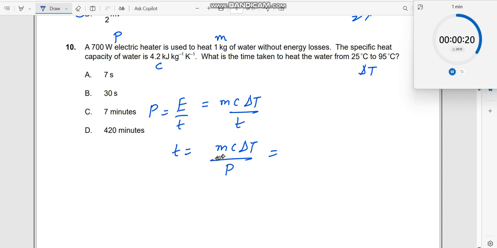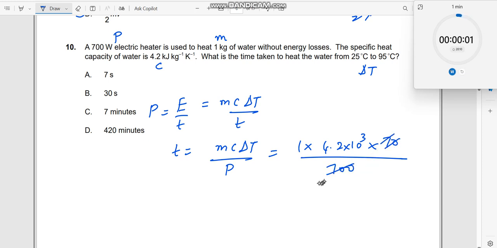Now, substitute all the values. What is M? M is 1. What is C? 4.2 into 10 cube. What is delta T? 95 minus 25, which is around 70 over here, right? 70 divided by P. What is P? 700. So 70 divided by 700 is 1 over 10. So this should be 4.2 into 10 cube into 10 power minus 1, which should now be equal to 4.2 into 10 square, which should be 420.